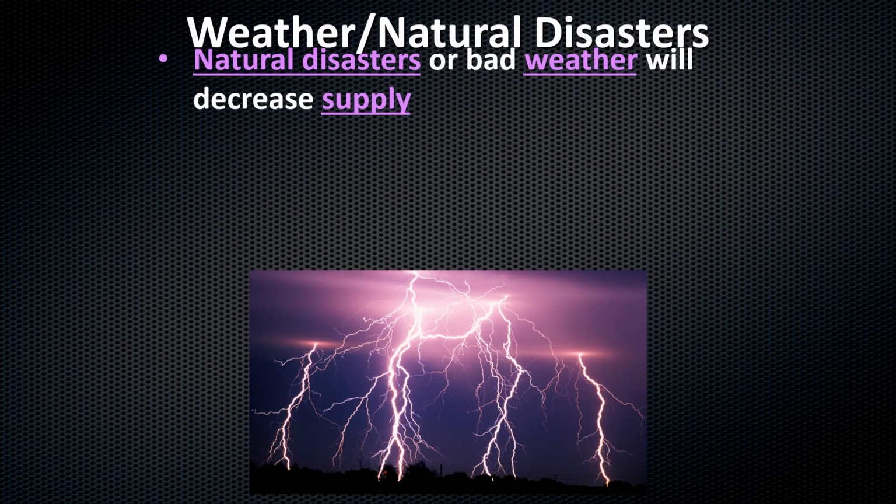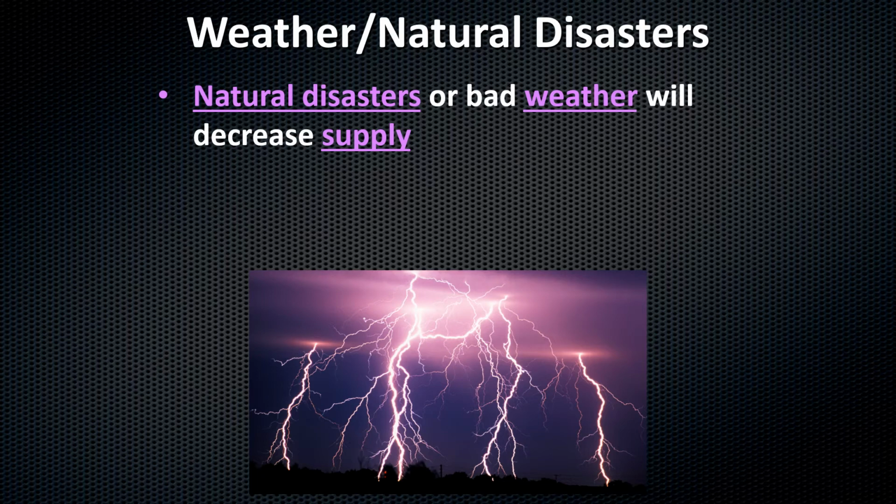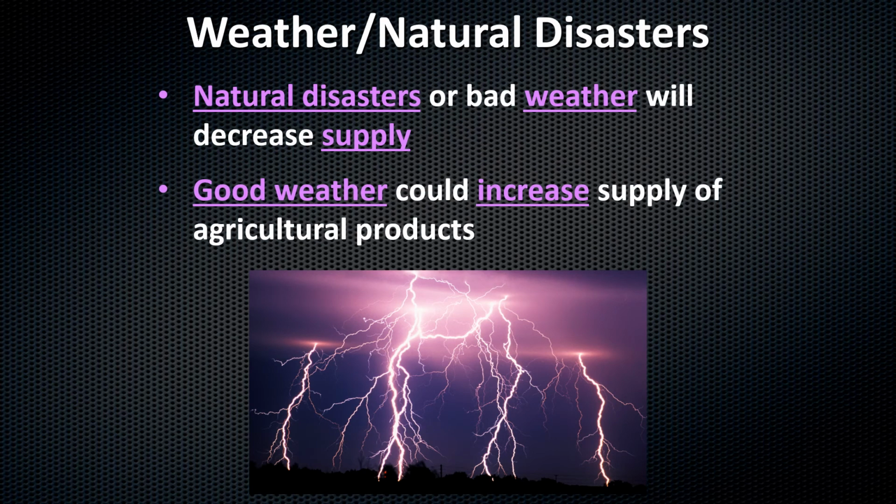Weather or natural disasters. Obviously, they will decrease supply, right? If you have a forest and then the forest burns down, you have less of a forest. Okay, I'm sure there's a better example than that. Good weather could increase supply of agricultural products. Oh, that makes sense.